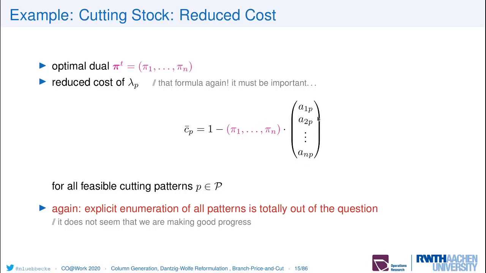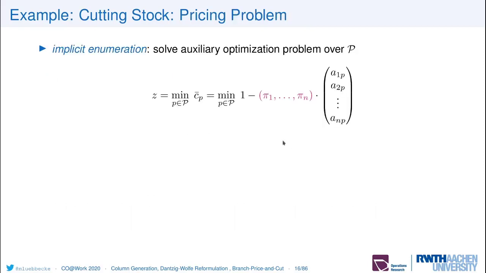And the coefficient column of the variable. So remember, the coefficient columns of the variables in that Gilmore-Gomory formulation, they encoded feasible patterns, feasible cutting patterns. So this I could evaluate for all the feasible patterns, and we said an explicit enumeration is totally out of the question. So how could I do this implicitly? So how would this pricing problem, this helper optimization problem, look like?